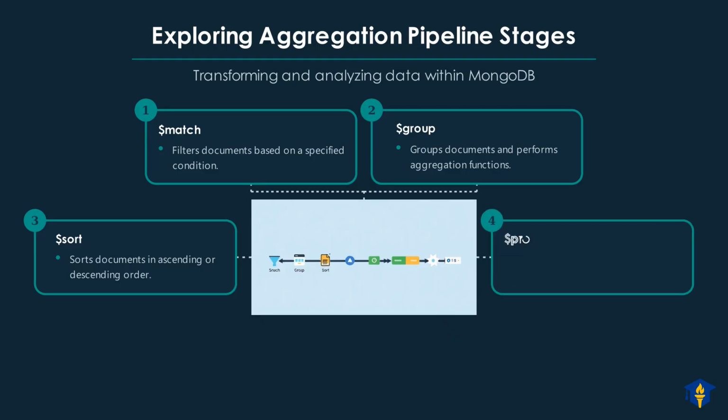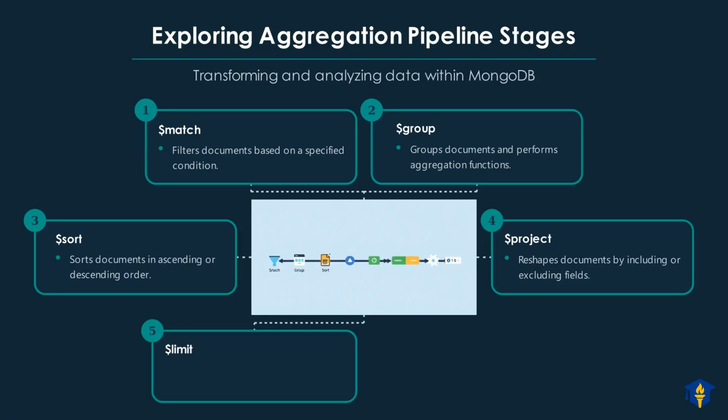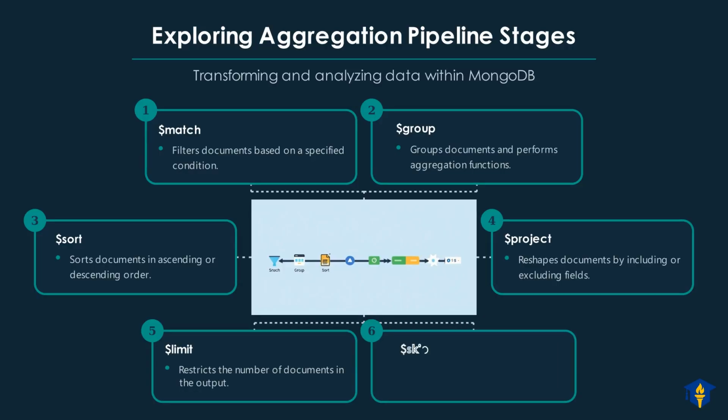The project stage allows you to select only the data you need, effectively transforming the document structure. The limit stage restricts the number of documents passed to the next stage in the pipeline. This is useful for paginating results or simply fetching a fixed number of top documents. The skip stage ignores a specified number of documents, effectively offsetting the results. Combined with limit, skip is also very useful for implementing pagination in your queries.